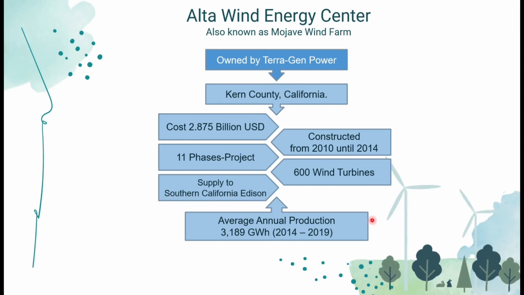Edison. From the data we get, the average annual production from 2014 until 2019 is 3,189 gigawatt hours.